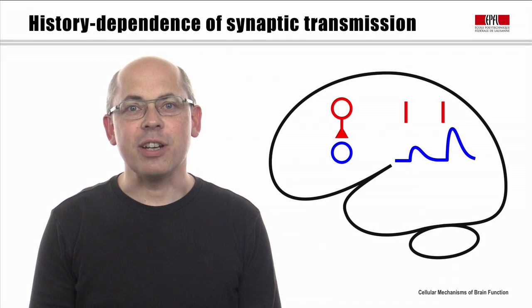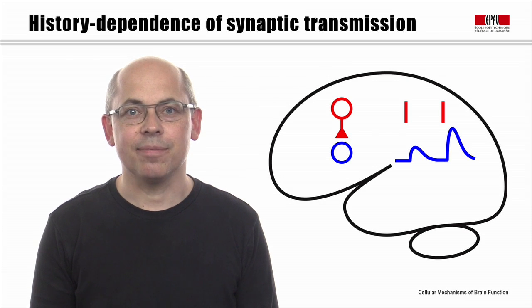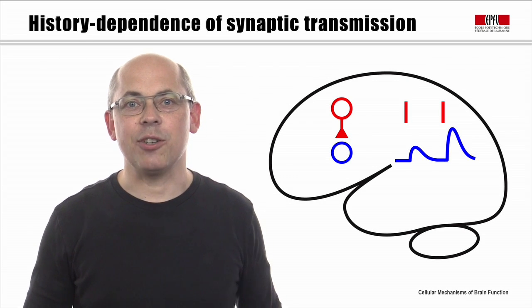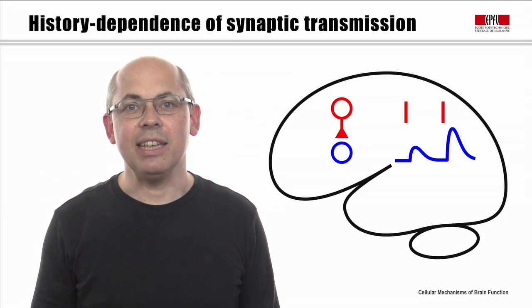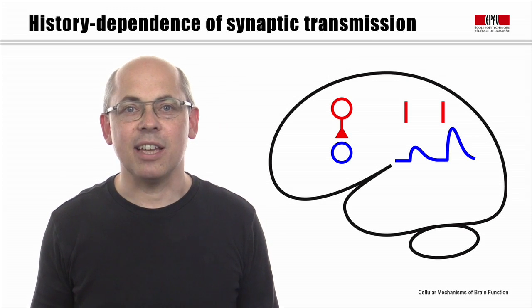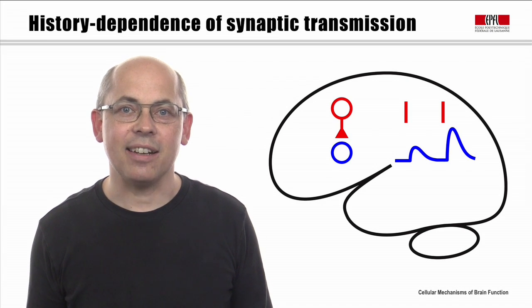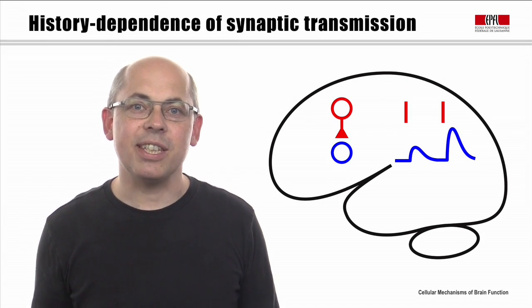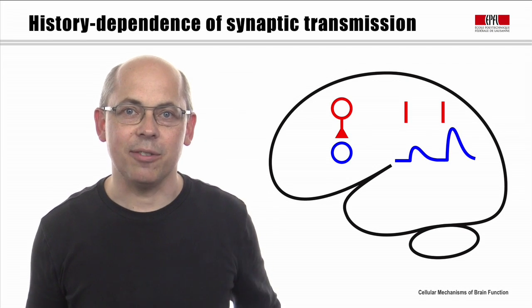The amount of neurotransmitter that's released in response to an action potential is therefore dependent upon the history of activity in that particular axon. If an action potential occurs immediately before, then that leaves an imprint upon the synapse, and that can change the amount of neurotransmitter that's released in response to subsequent action potentials. And that process of so-called presynaptic plasticity is what we're going to study in today's video.